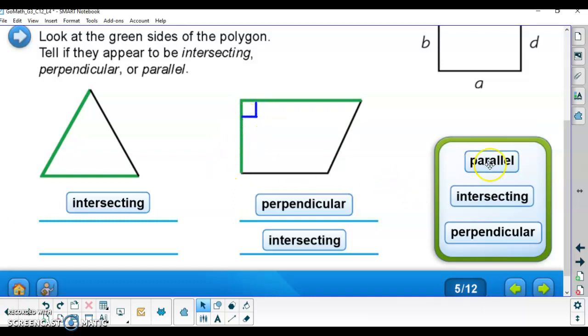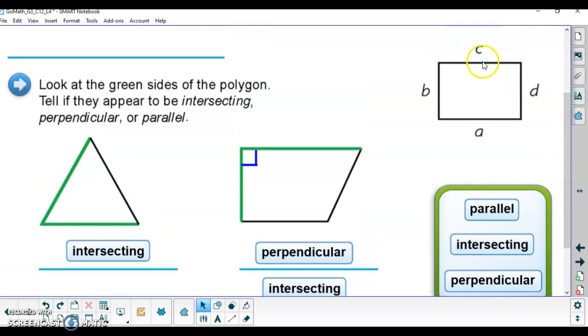Okay, so our three different types of lines: parallel, intersecting, and perpendicular. These lines right up here, C and A, B and D, C and A are parallel, B and D are parallel. These lines are perpendicular and intersecting, and these lines are intersecting.